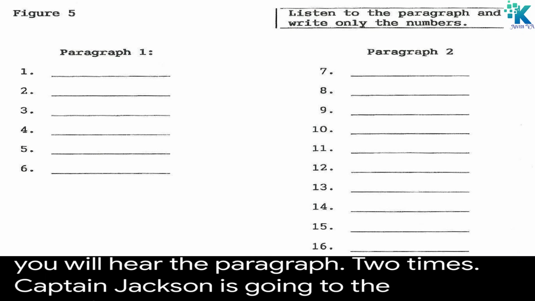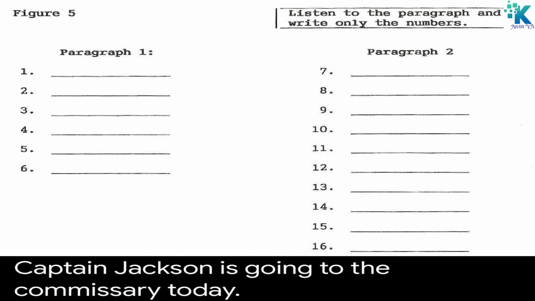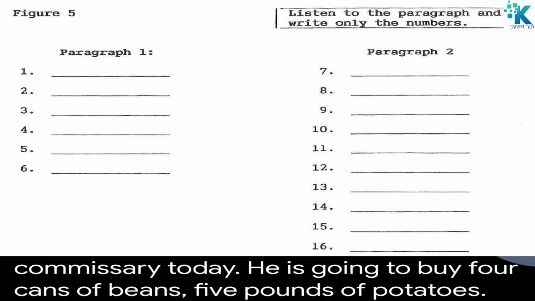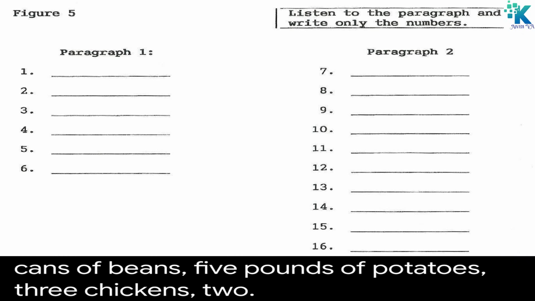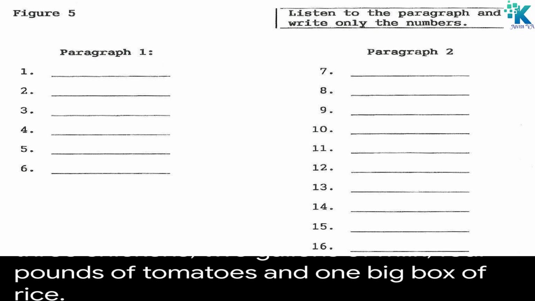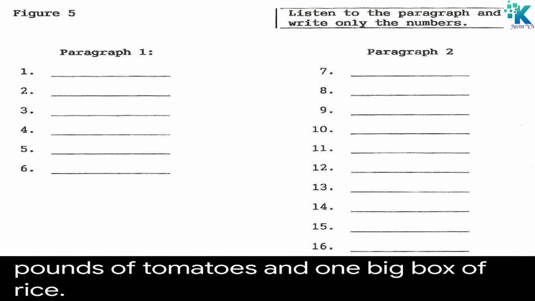Captain Jackson is going to the commissary today. He is going to buy 4 cans of beans, 5 pounds of potatoes, 3 chickens, 2 gallons of milk, 4 pounds of tomatoes, and 1 big box of rice.